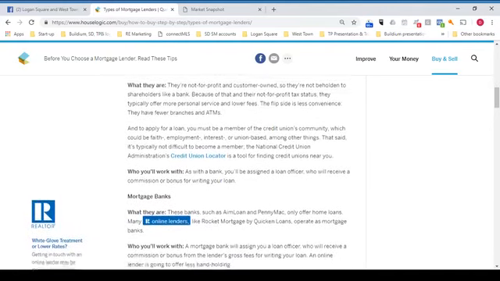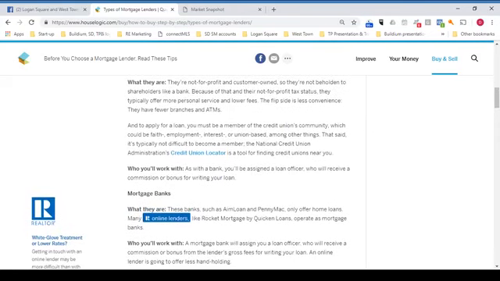Credit unions. What are they? They're not for profit and customer owned, so they're not beholden to shareholders like a bank. Because of that and their not for profit status, they typically offer more personal service and lower fees. The flip side is less convenience. They have fewer branches and ATMs.